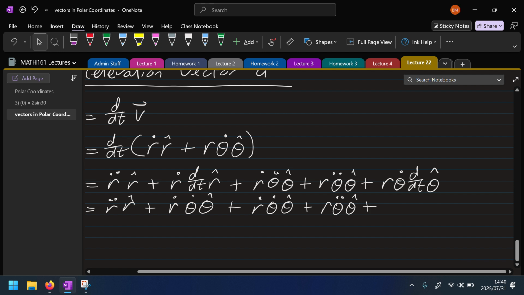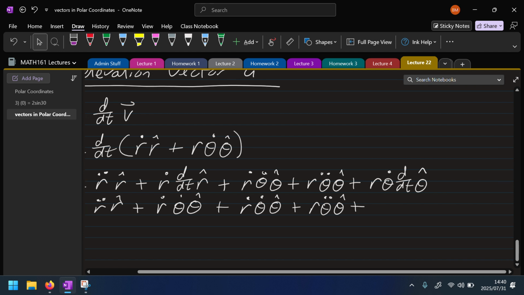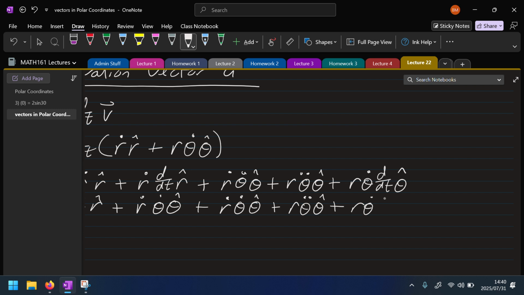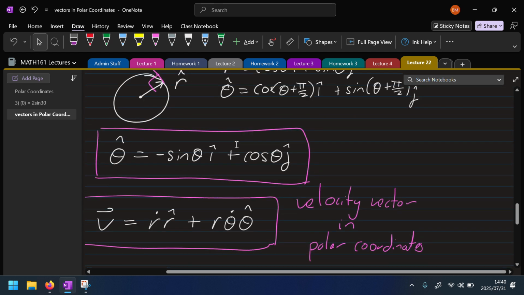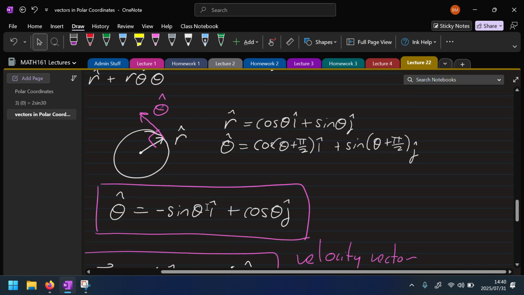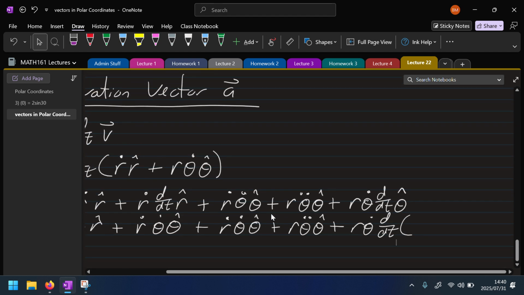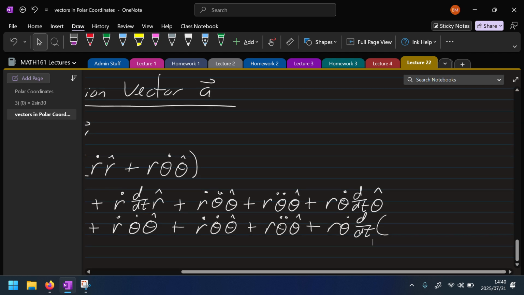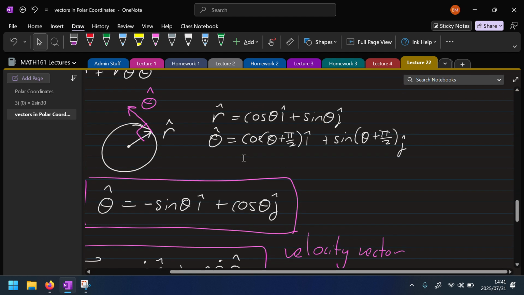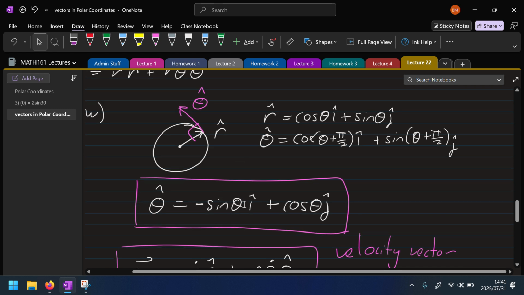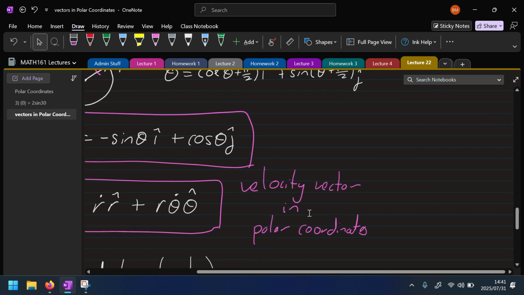Plus, and now this last one we need to figure out. So this will be r theta dot d by dt of theta hat, and we've got that over here in this box. So theta hat, that's minus sine theta i hat plus cos theta j hat. So let's fill that in. Okay, a few more lines and then we'll be done. So that's going to be, from this box here, minus sine theta i hat, cos theta j hat.